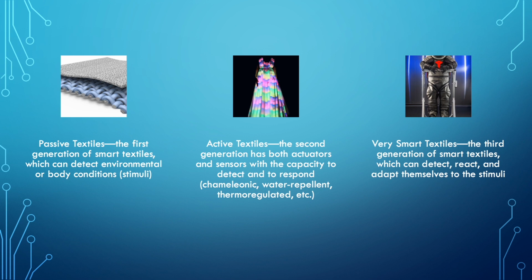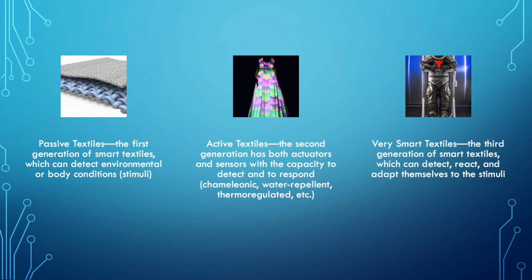Smart textiles can be grouped into three categories depending on their abilities, how they detect stimuli, and then how they react to it. These are known as passive, active, and very smart. Passive materials are the first generation of textiles. These can detect environmental factors or stimuli.